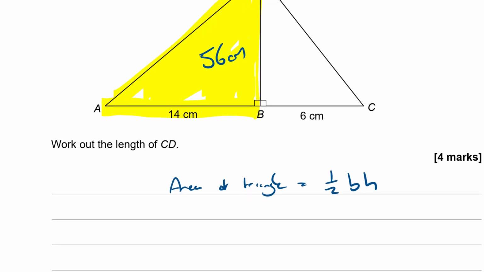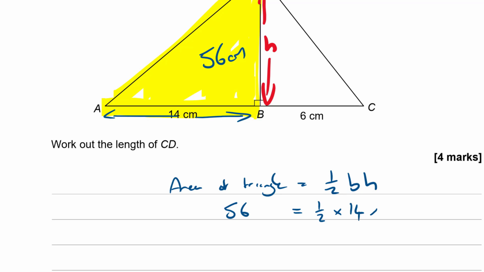So, we know that the baseline of this triangle is 14, but we don't know the height. Let's call the height h. So, then my area of my triangle, which I already know is 56, is going to be a half times my base, which is 14, times my value of h, which I'm actually trying to find. Right, what can we do with this then? So, half of 14, that's 7, isn't it? So actually what I've got here is 56 equals 7h.